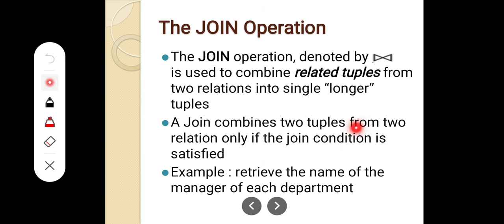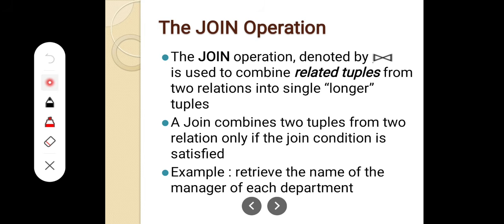When does a join combine? The join combines 2 tuples. The 2 tuples can be combined using join operation only if the join condition is satisfied. We will give a join condition. That condition must be satisfied. Only after that this join can be performed.